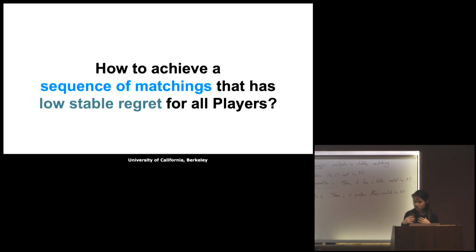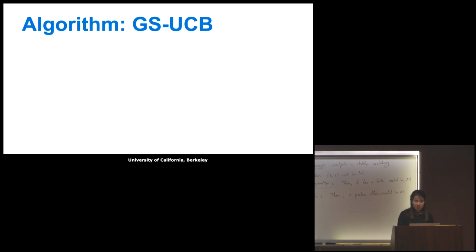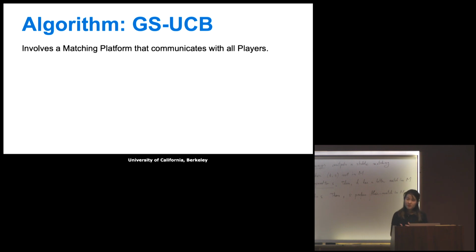So let's turn to the algorithmic question now. What would be an algorithm that can achieve a sequence of matchings that has low stable regret for all the players? Or is this even possible? It turns out a very simple algorithm can give us some meaningful guarantees. But we need to assume there is a matching platform that is able to communicate with all the players.